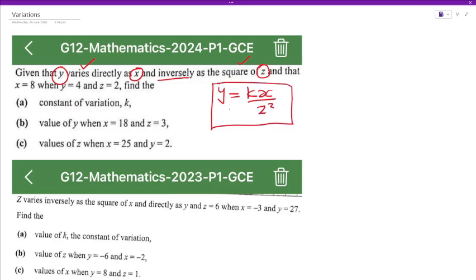So make sure this formula is correct, because if it is wrong, you are going to get a 0 on this question. Your formula is very important. So this is how you form the formula you're going to use to solve this question.